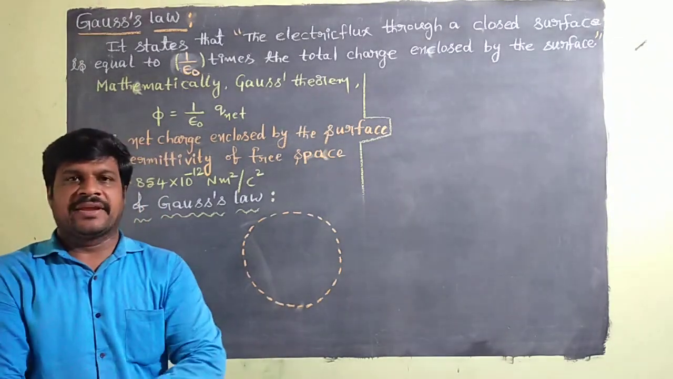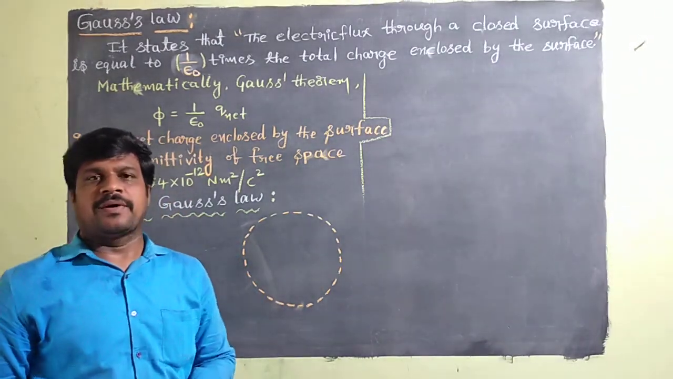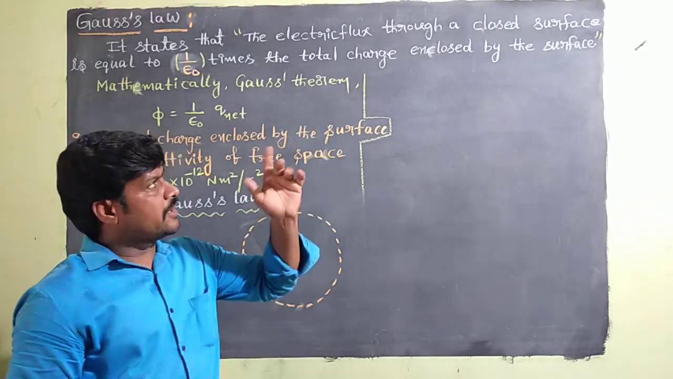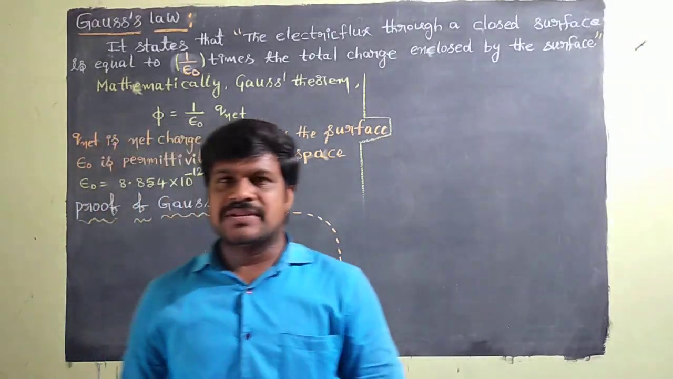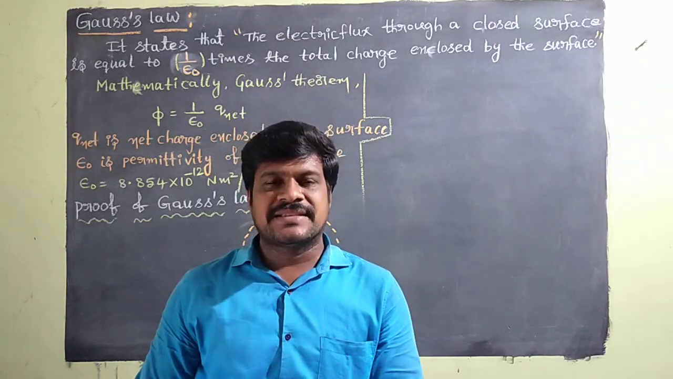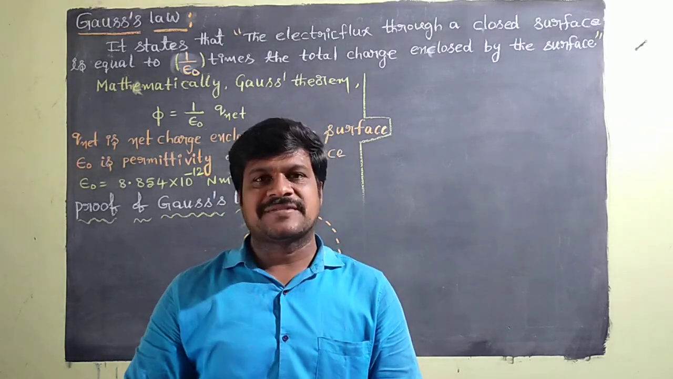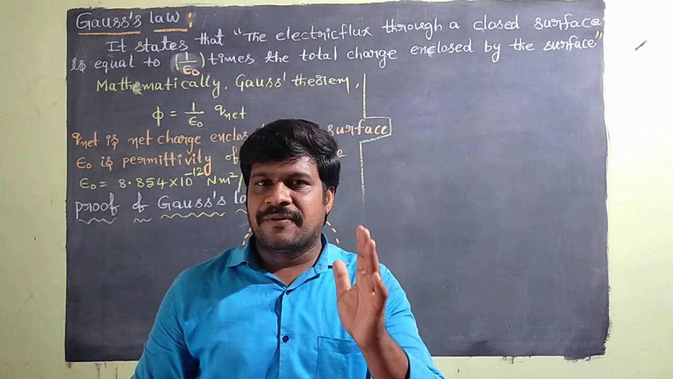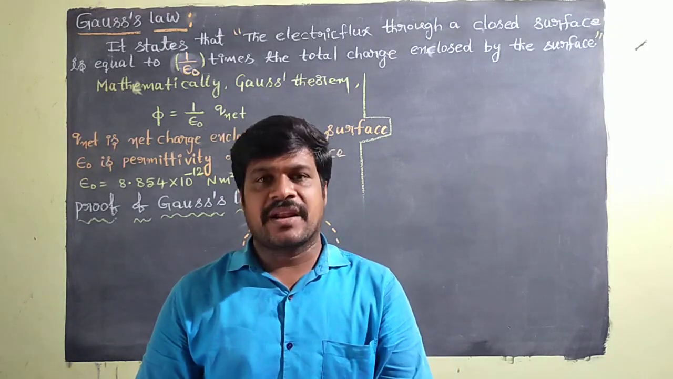Good evening, dear students. In the morning session, the class was based on electric flux, and I am continuing the same topic. Electric flux, as we already discussed in the morning, is nothing but the total number of electric field lines passing through the area of a surface. Whatever the area of the surface is, the number of electric field lines passing through it is called electric flux.